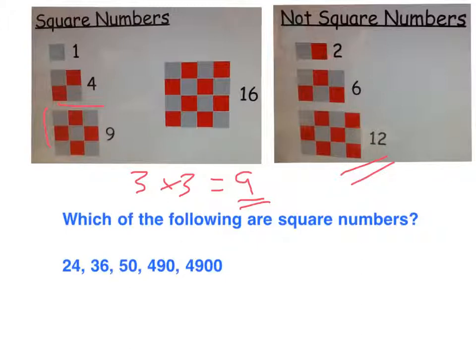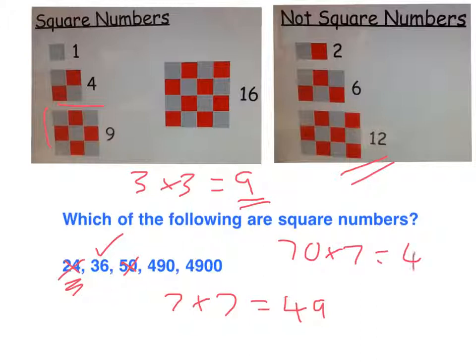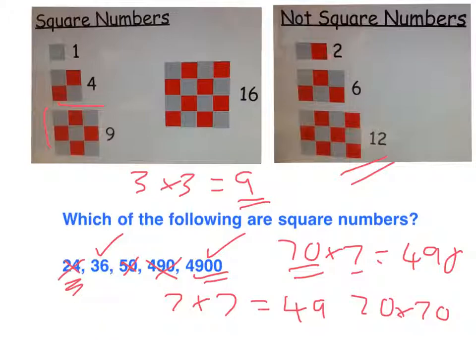Okay, so of course 24 isn't a square number because 5 fives are 25 and not 24, so that isn't, whereas 6 sixes are 36, so of course that one is. Now 7 times 7 is 49, 8 eights is 64, so 50 can't be. And speaking of 7 sevens being 49, that of course will mean that 70 times 7 is 490, but that means 490 isn't a square number because 70 and 7 are not the same number, whereas 70 times 70 makes 4,900, so that of course is a square number.